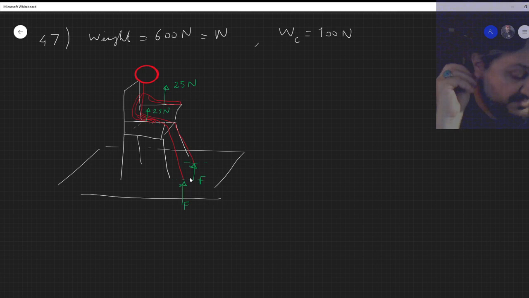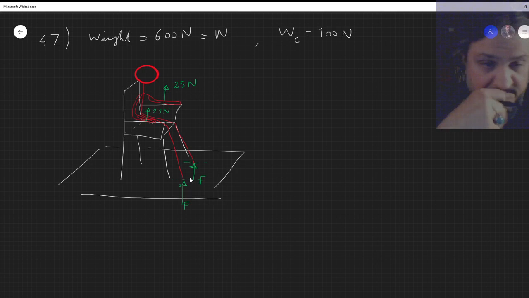Part B. What force does the floor exert on the chair? Okay, well, the chair has 4 legs. Now, are these forces equal? That's a legitimate question, right? Is the weight distributed properly? There's nothing in the problem that mentions that, so I'm going to assume these are all equal.